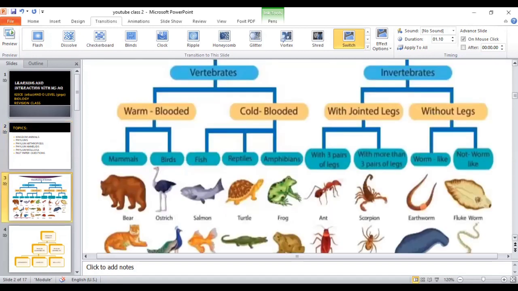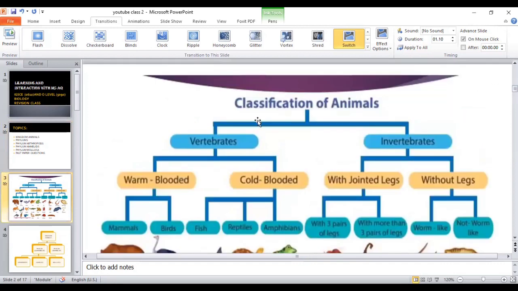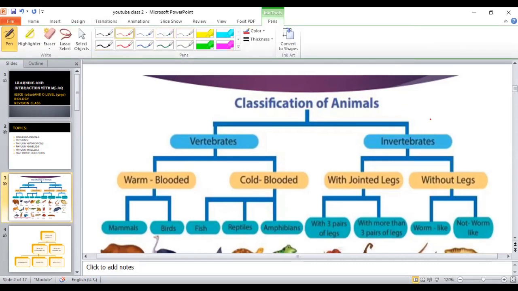So in this diagram, you can see that kingdom animals are classified into two main groups, vertebrates and invertebrates. Vertebrates have their own different types of classes: mammals, birds, fish, reptiles, amphibians. We will discuss it later. Today we are more concerned about invertebrates. Invertebrates means they don't have a backbone in their body, no vertebral column, no backbone. So different types of invertebrates are there, with jointed legs and without jointed legs.